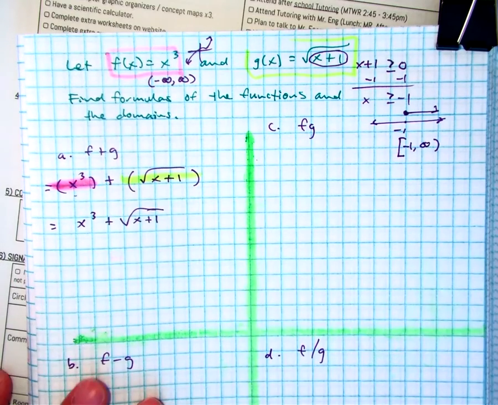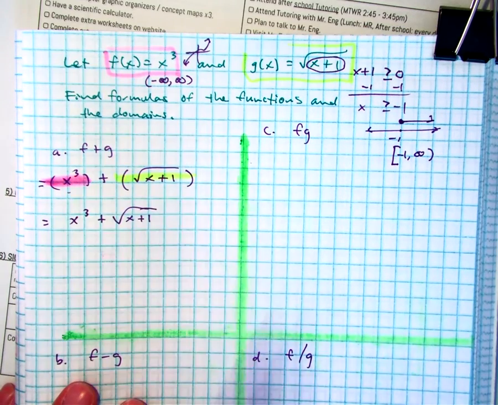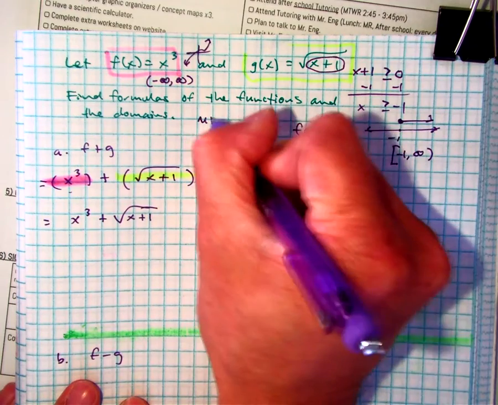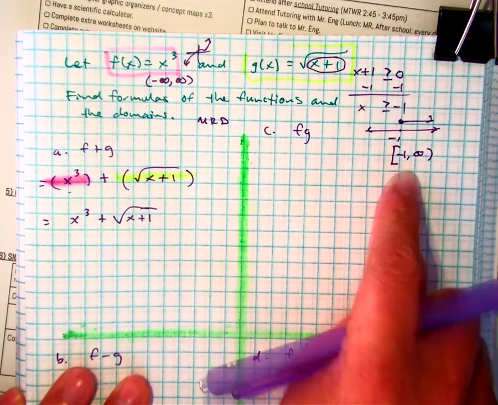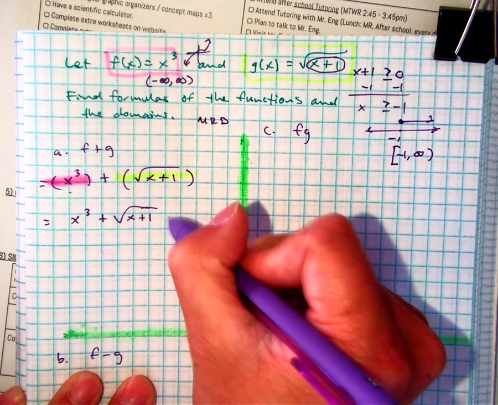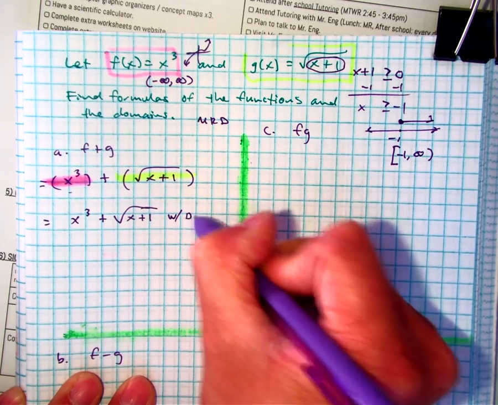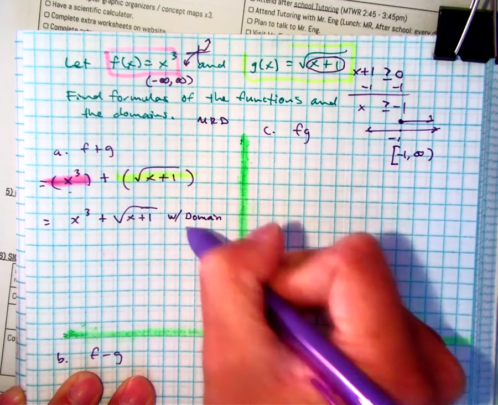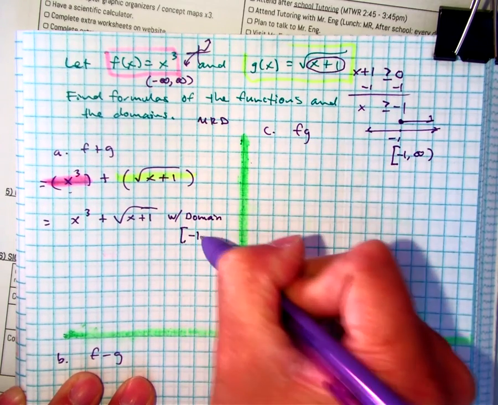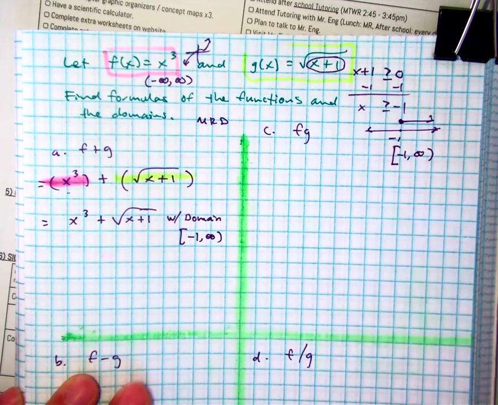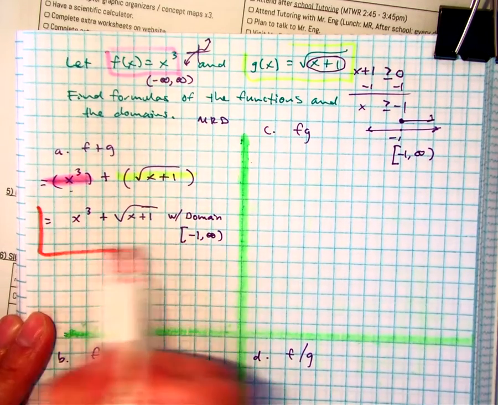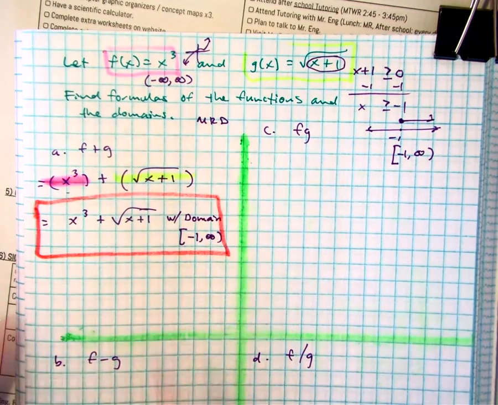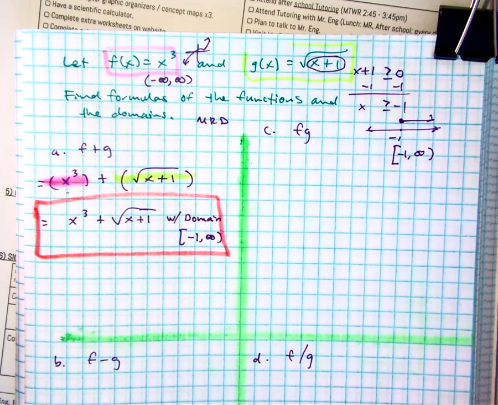Okay, question. Which one is the most restrictive domain? Most restrictive domain. Which one? Yellow. The yellow one. So I'm going to write that. So we can write with domain bracket -1 to positive infinity. That's my answer. Okay, let's try another one.